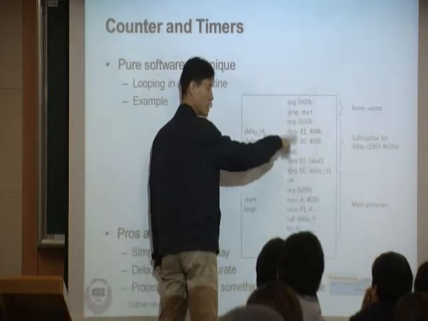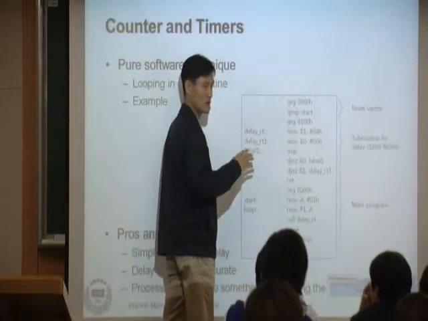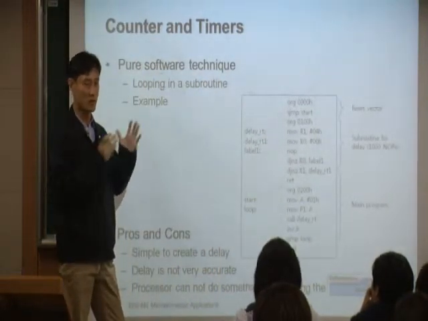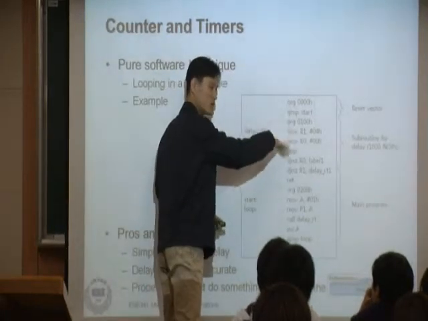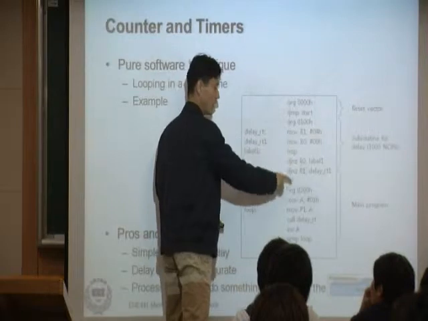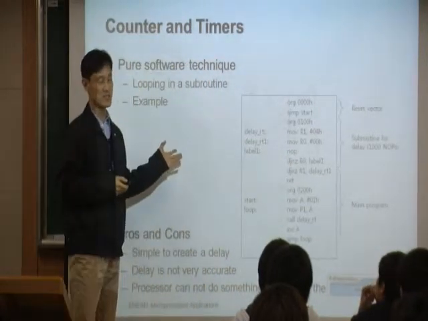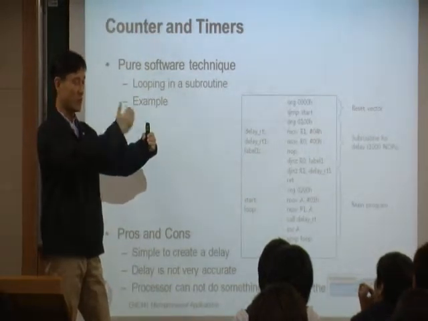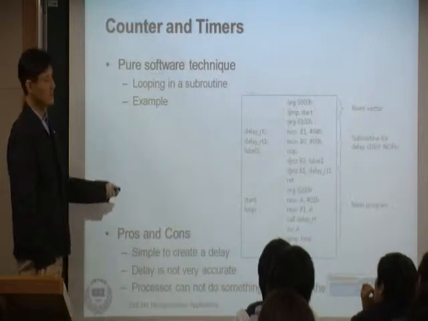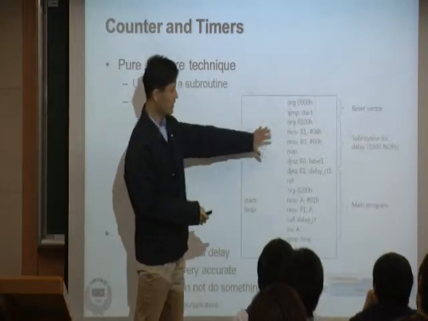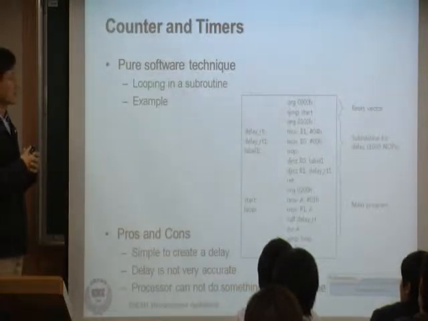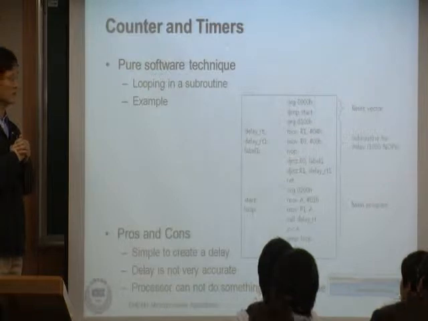You keep looping, and inside the loop you have NOP. So you just keep doing NOP many times, which means you are doing nothing for a long time. While you're looping, you're doing nothing because inside the loop it's NOP. Once you finish all the looping, that's the delay. This is the easiest way to make a delay. You write the program this way, looping with NOP, and you don't need anything else. That's the software technique. What's the problem of this subroutine or program?